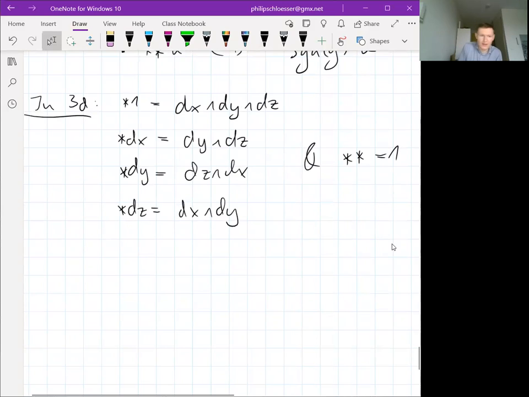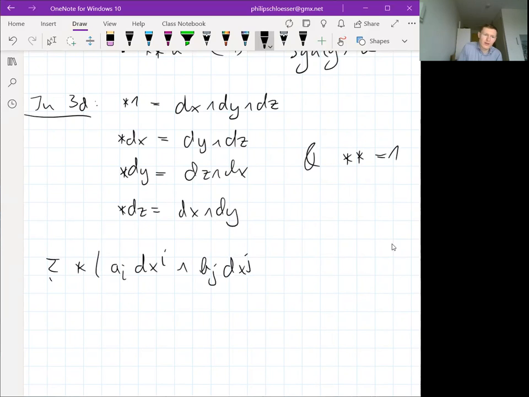And I guess we can have some fun with that. For example, if we take the star of some wedge product, where we sum over the i and the j, it's not very hard to show that this is basically the cross product of the coefficients, again turned into a k form.